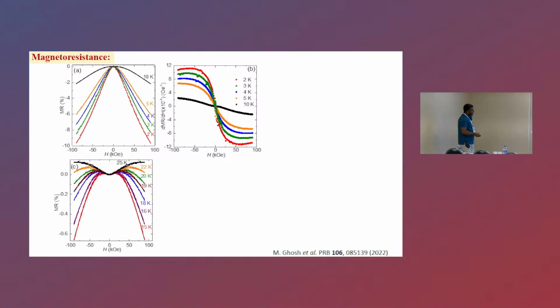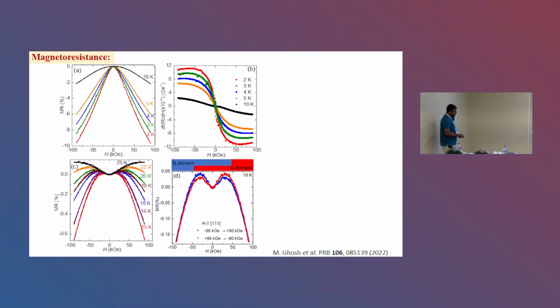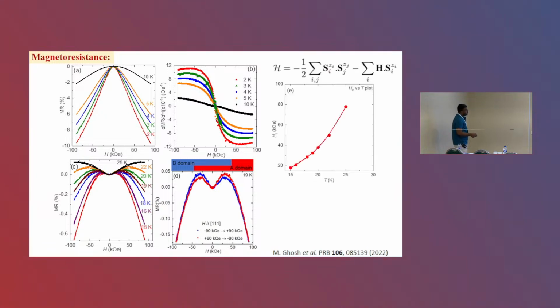Now if we go to intermediate temperature, like 15 Kelvin up to the transition temperature, what will happen? In the low field region there is positive MR and at high field it is negative MR, and there is nice hysteresis between the two field sweeps, like up sweep and down sweep. So we explain this up sweep and down sweep in terms of field induced change in the spin structure.